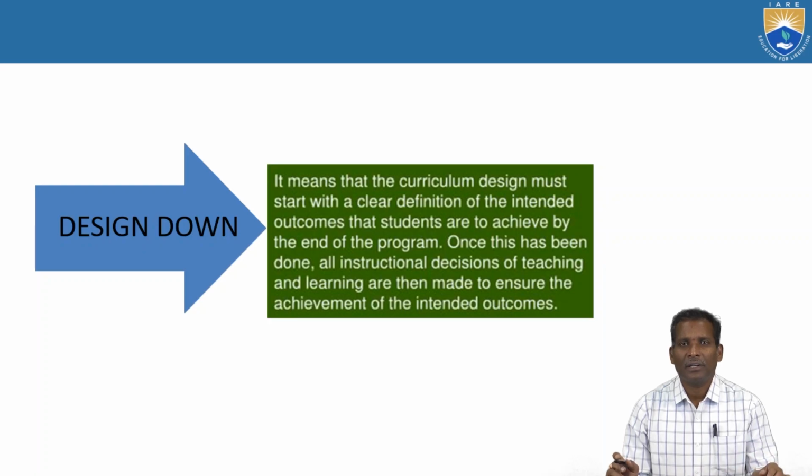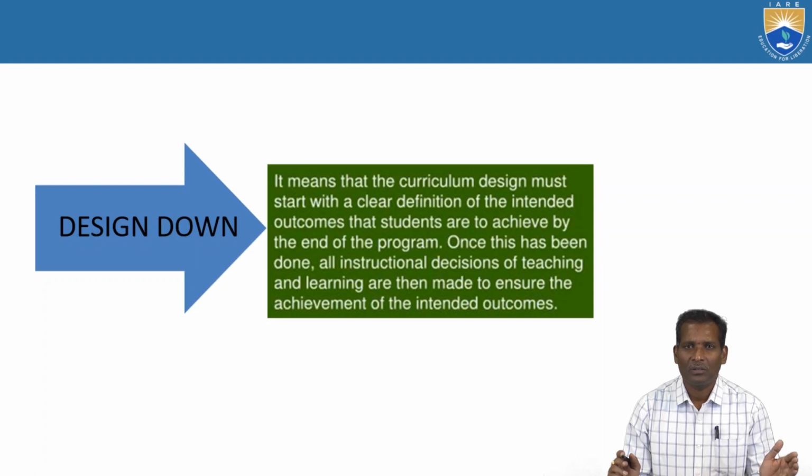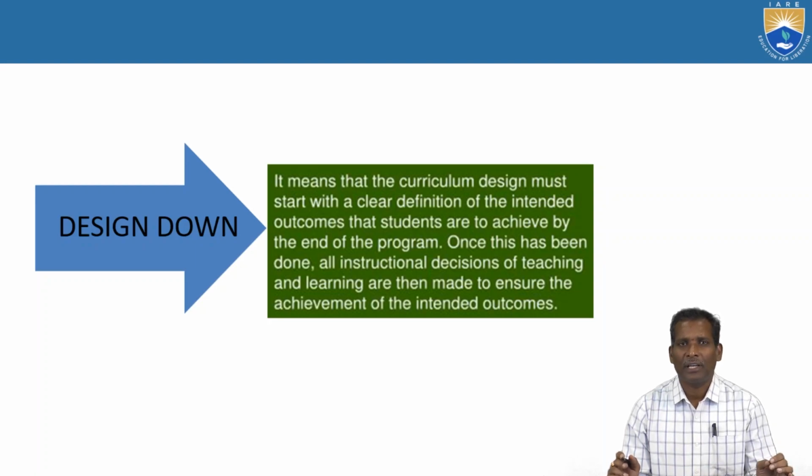The second one is design down. Design down means the curriculum design must start with a clear definition. So before starting the academic year, you should give the well-defined curriculum to the students, so well designed, that it clearly mentions the outcomes that students are to achieve by the end of the program.